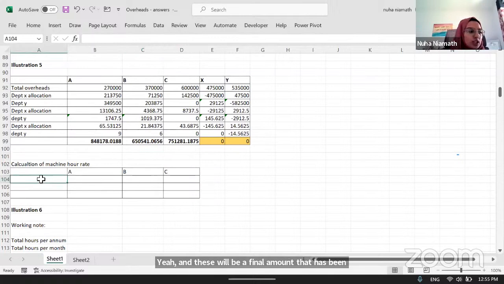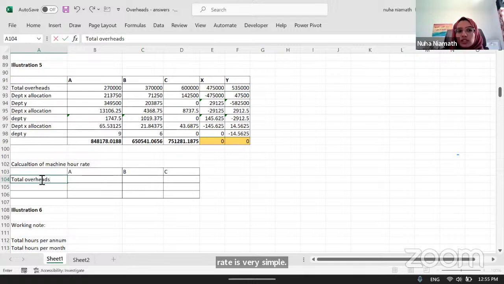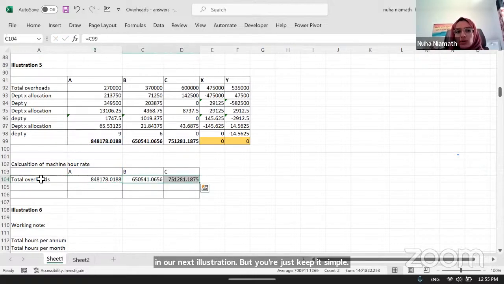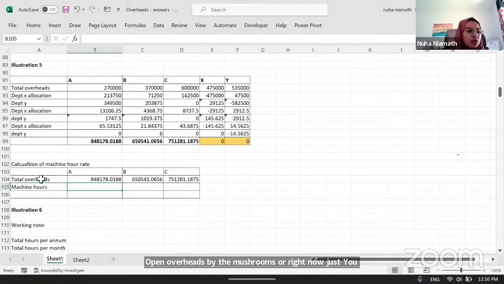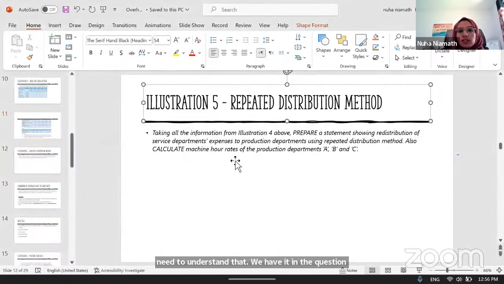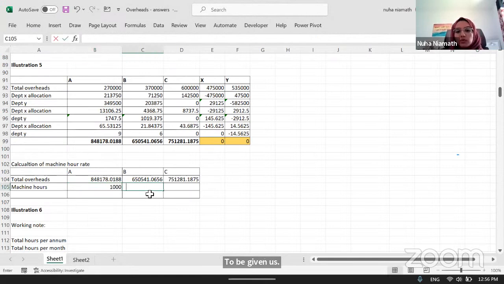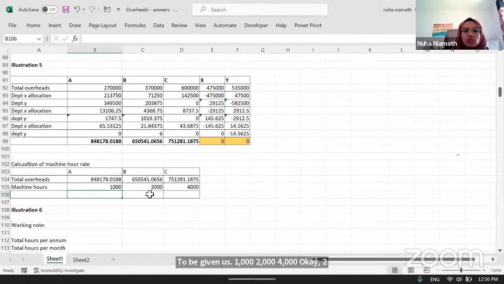Now, calculation of machine hour rate is very simple: take the total overheads. I will get into the details of machine hour rate in our next illustration, but here, just keep it simple. Machine hour rate will be the total overheads by the machine hours. For right now, you just need to understand that. We have it in the question: machine hours are given as 1,000, 2,000, 4,000. So machine hour rate will be this divided by 1,000.